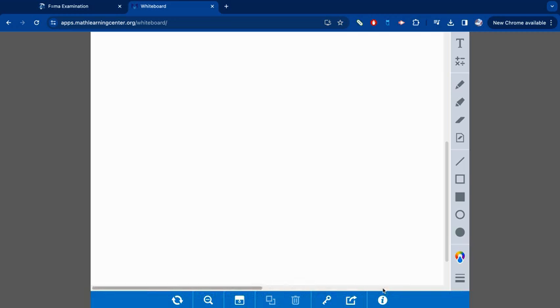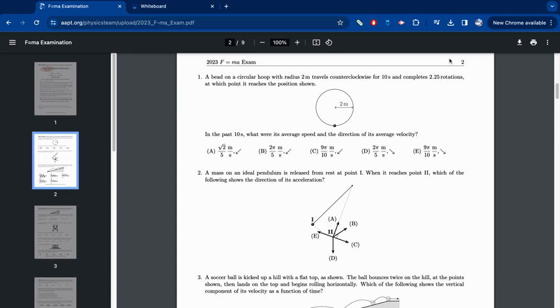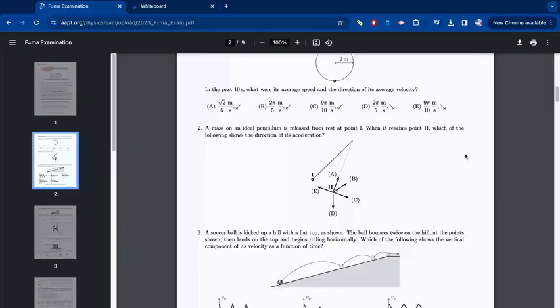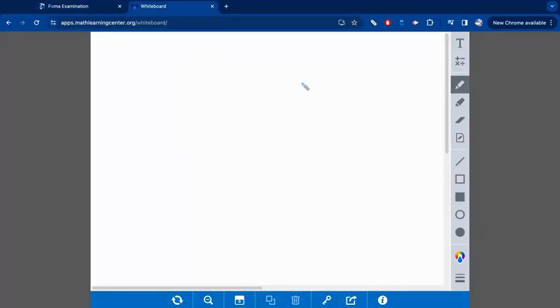Okay, moving on to problem number two. So you have a mass on an ideal pendulum that's released from rest at point 1. When it reaches point 2, which of the following shows the direction of its acceleration? Okay, so we know that it starts from here, and we want to find the direction of its acceleration when it's here.